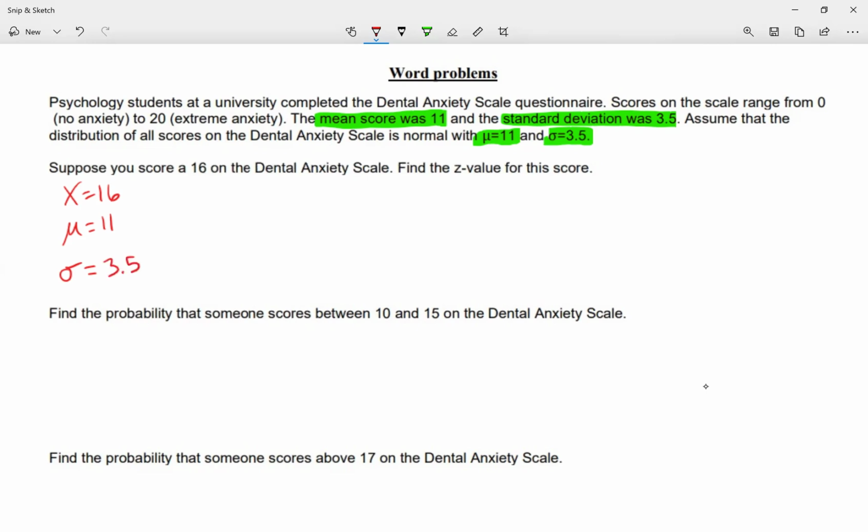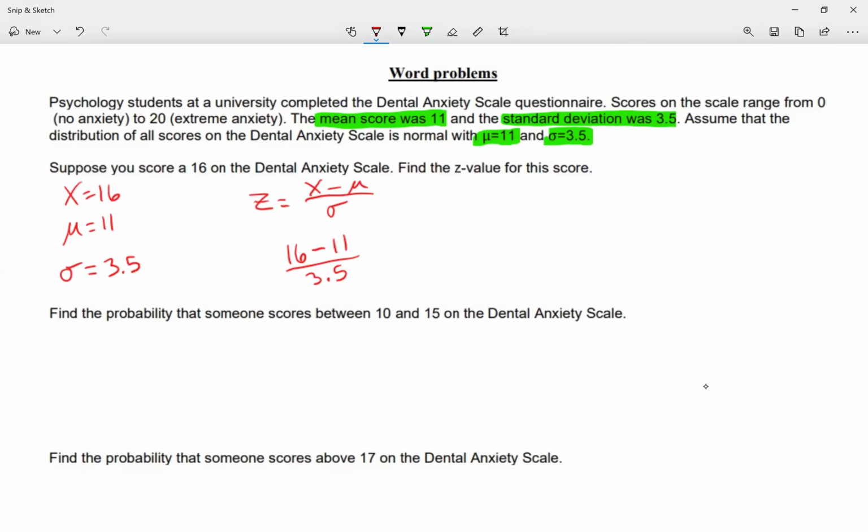Now, for me to find out what's my z value, what's my z-score? Remember, the z value is basically how many standard deviations did I move. If I move to the right, my z-score is positive. If I move to the left, my z-score is negative. The way we find this out, I gave you a formula last week: the z-score is x minus mu, all of this divided by sigma. So in this case, I'm going to go 16 minus 11 divided by 3.5.